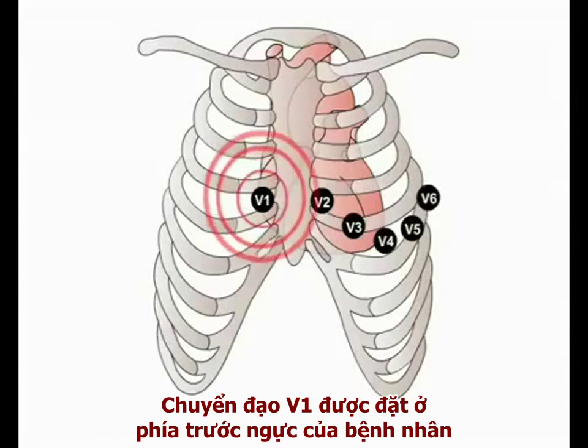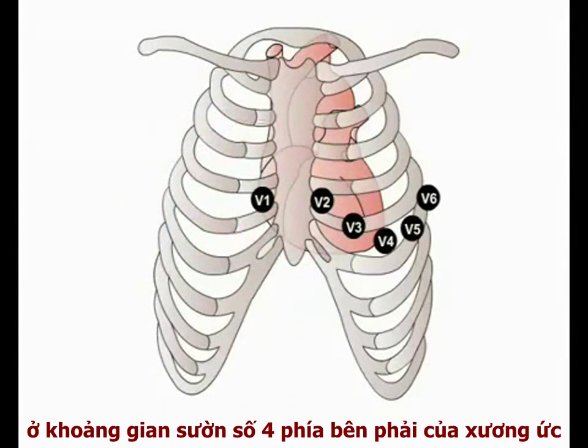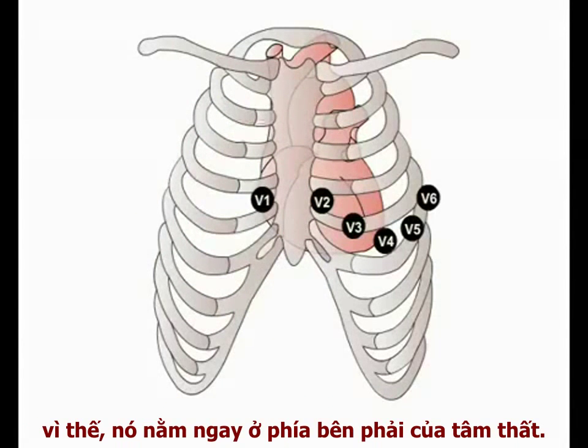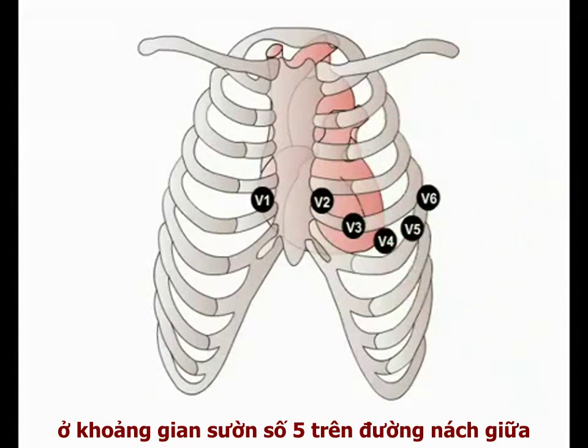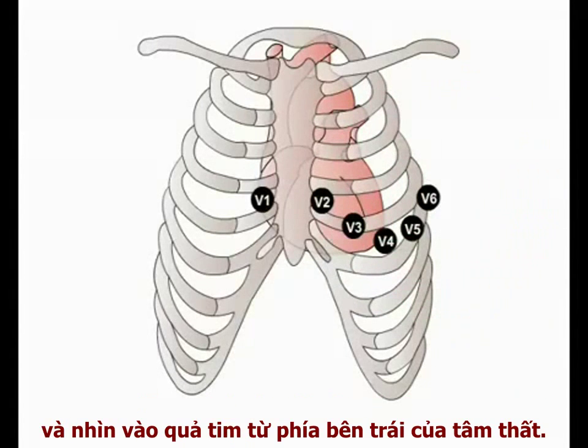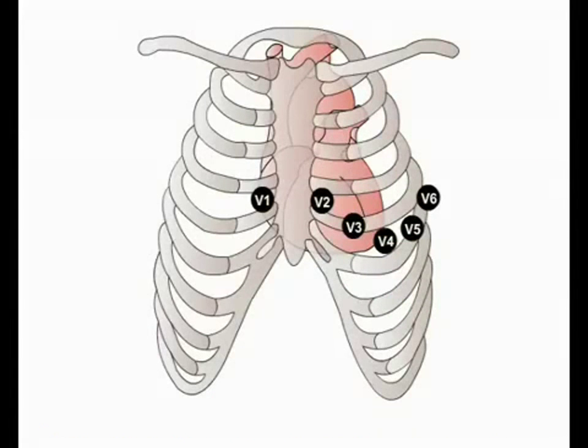Lead V1 is placed on the anterior surface of the patient's chest in the fourth right intercostal space to the right of the sternum, and therefore to the right of the bulk of the ventricles. In contrast, lead V6 is placed on the patient's chest in the fifth intercostal space, mid-axillary line, and looks at the heart from the left of the ventricles.